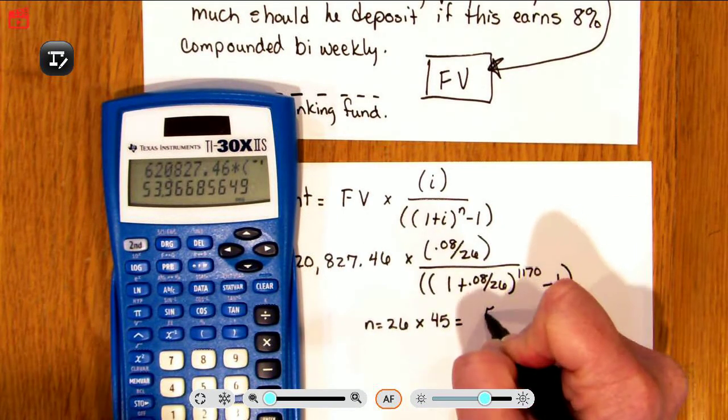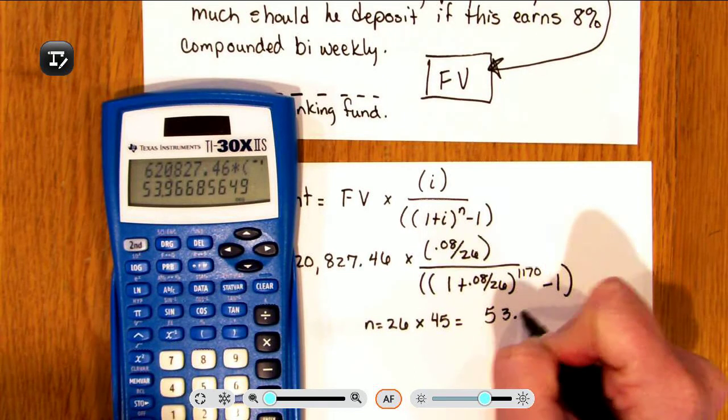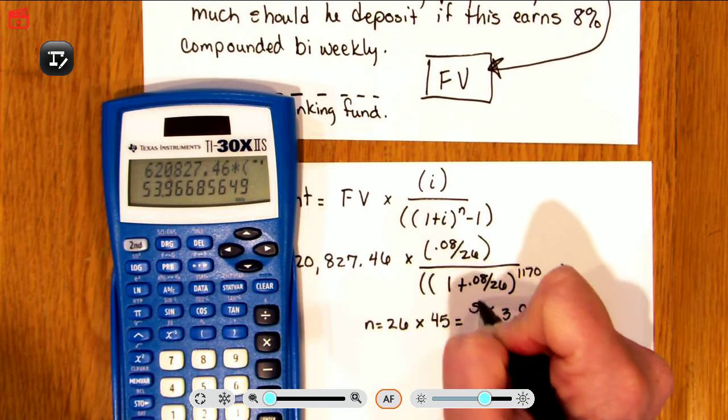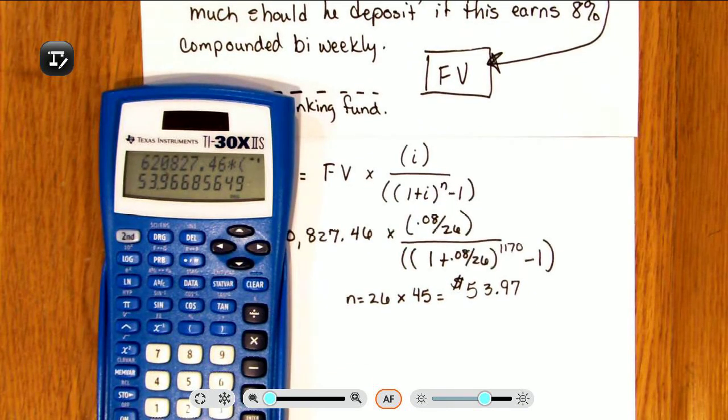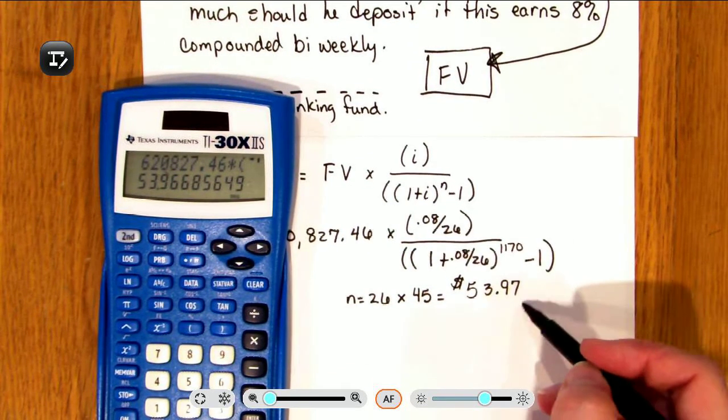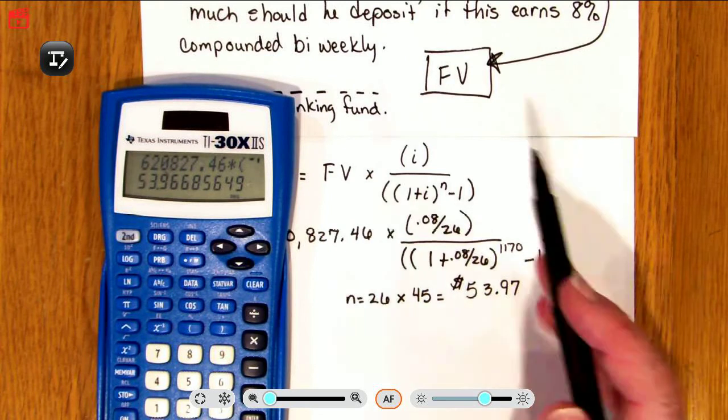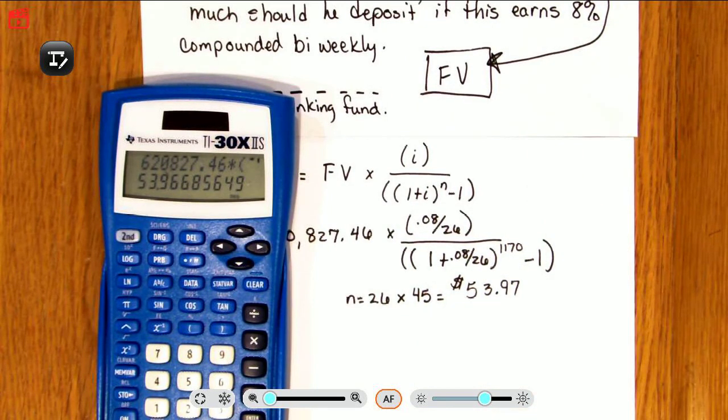He needs to put roughly $53.97. So just under $54 every couple weeks, and he'll have that amount saved up. So there's a goal for you. You know, if you want to get in this situation, start putting away $54. If you're over 20 years old, you'll have to adjust and refigure this out.